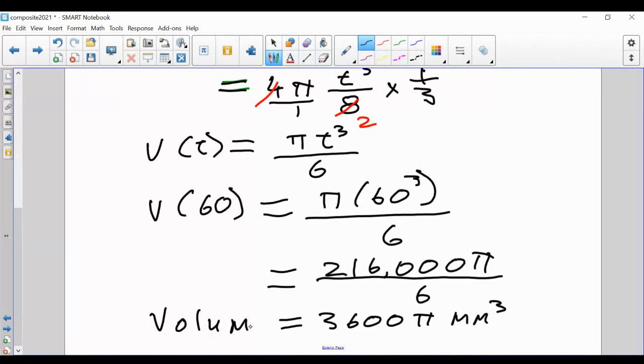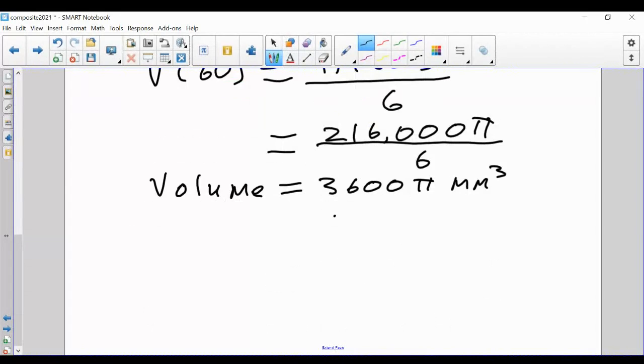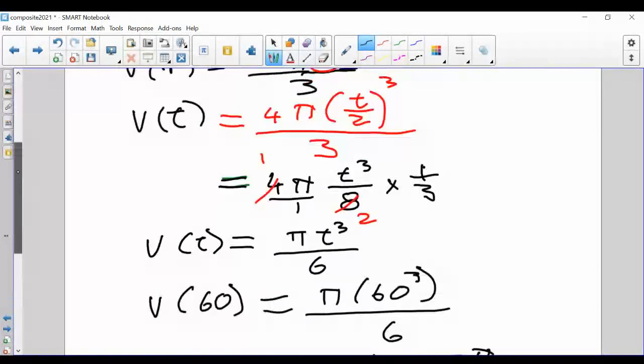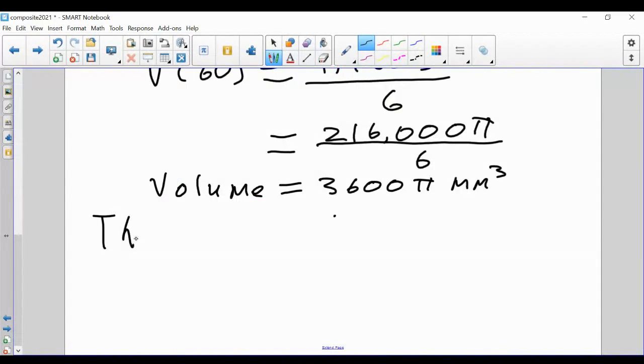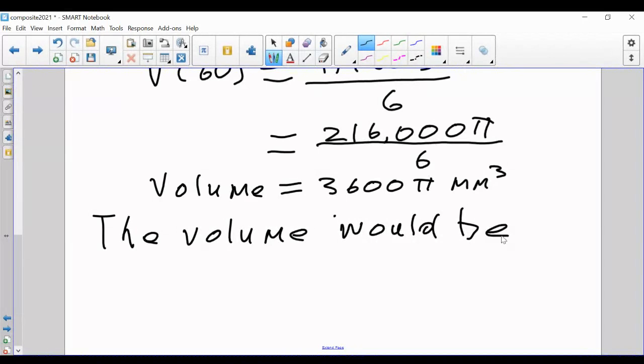And yes, I should have a statement that says the volume of the whatever it is, the snowball. What is this? Hailstone. Okay, so the volume, I'll just shorten it. The volume would be, I'm putting it in exact form, 36000 pi millimeters cubed. Okay.